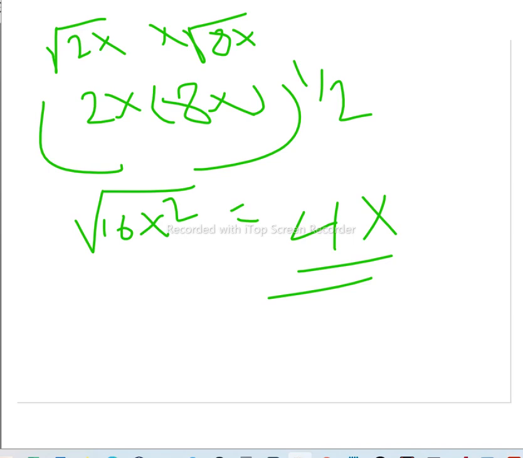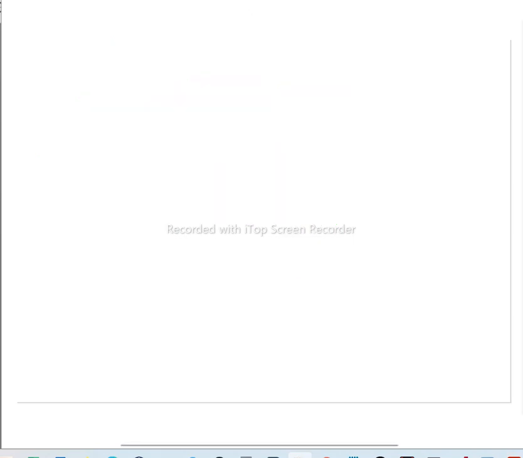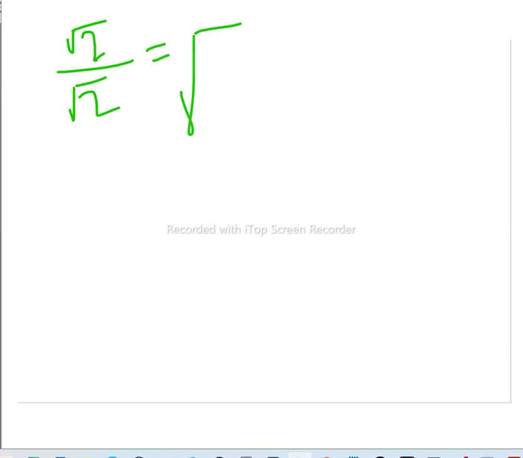Let us first clear our whiteboard. The question says the square root of 2 over the square root of 2. Simply, we can write this question like this. Simply, we will do it another way. First, let us do 2 over 2. We have 1, so 1 is the answer.